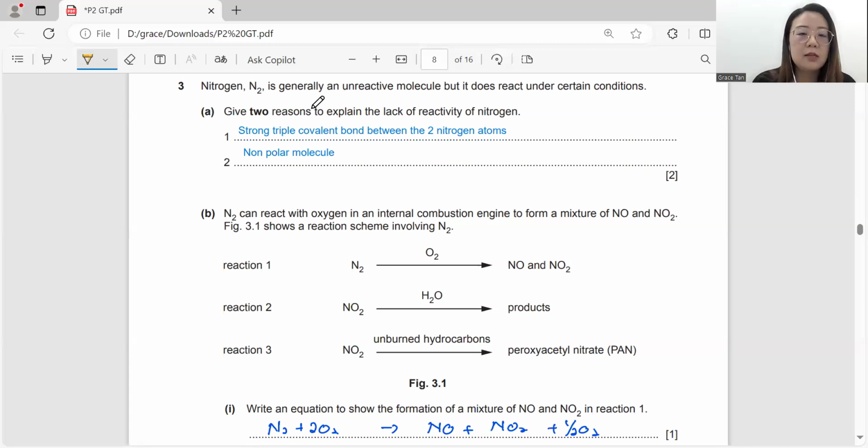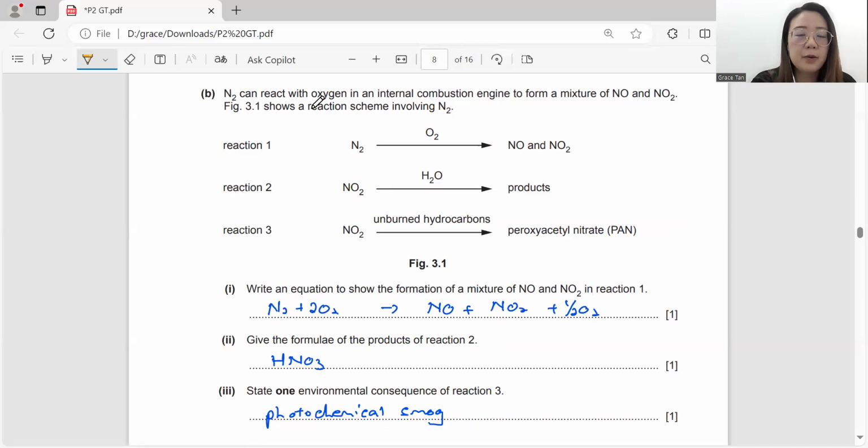Number 2, it is a non-polar molecule. So when you're non-polar, you will not be easily attracted to any other molecule. All right, so nobody will want to react with you in general. And even if they want to, you have a strong triple covalent bond to be broken, which is not easy.